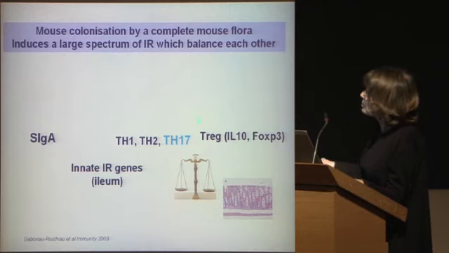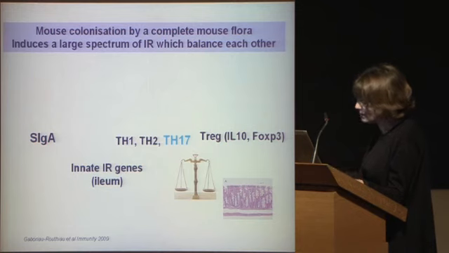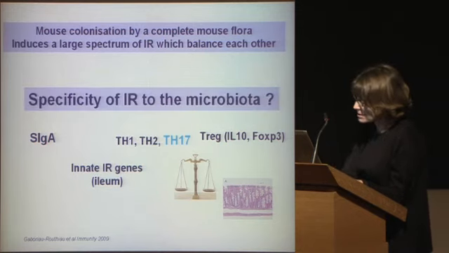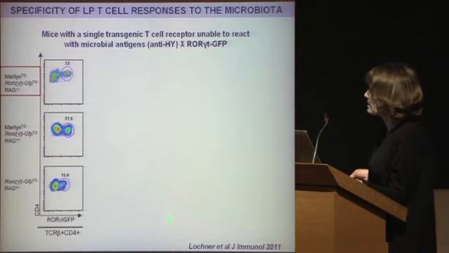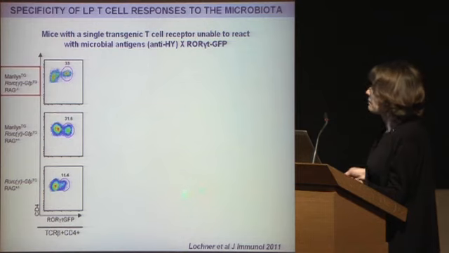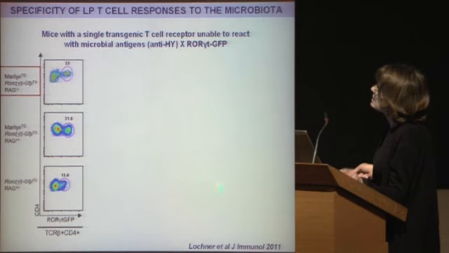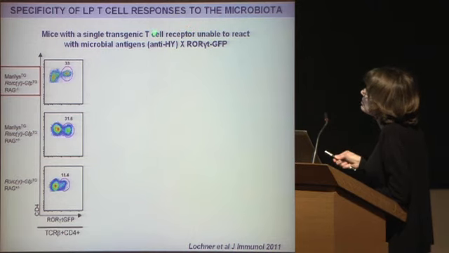A first question which arose from this observation, and which was alluded to already for the IgA, is the question of the specificity of this response. And to address this question, I have taken advantage of work that we have been associated with, but which has in fact been done in the laboratory of Gérard Eberl, which consisted of using mice which have a single transgenic T cell receptor, which in this case was directed against the male antigens and which is unable to react with microbial antigens.